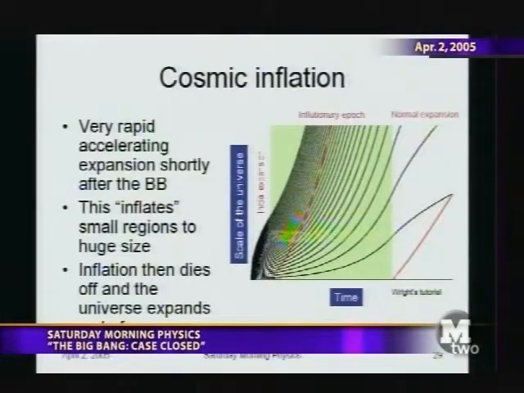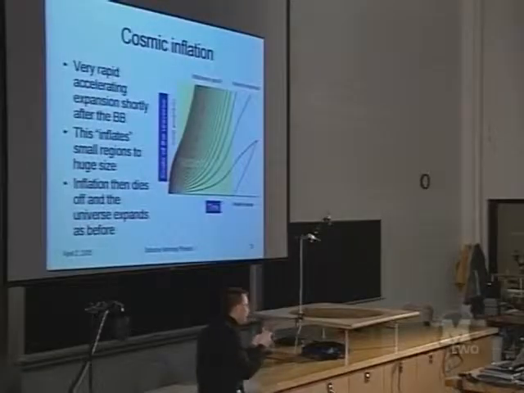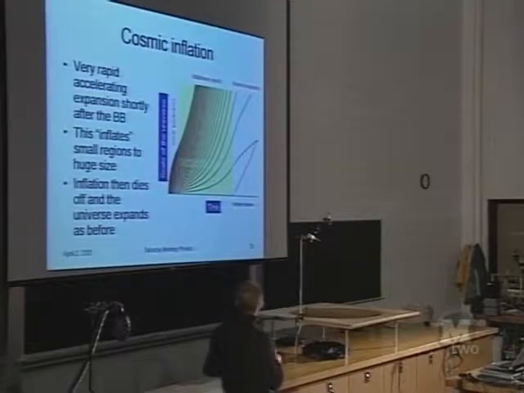So the idea of this inflation is that there was a very rapid, accelerating expansion for a brief period right after the Big Bang. All right? What this does is it takes a little tiny spot and inflates it to be something big, and then the universe continues from there. All right?